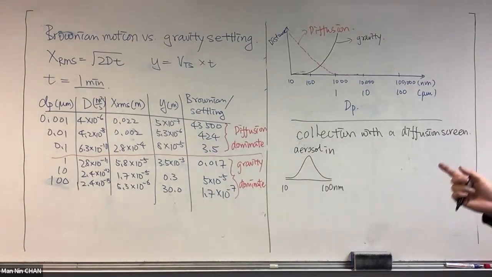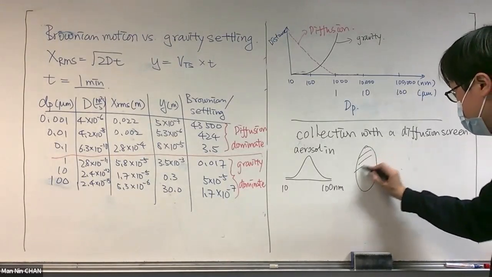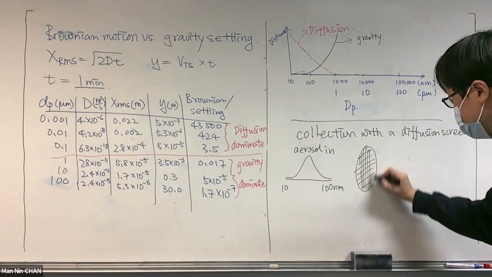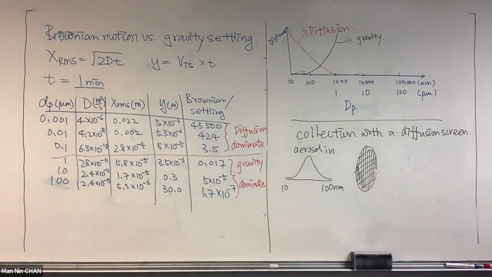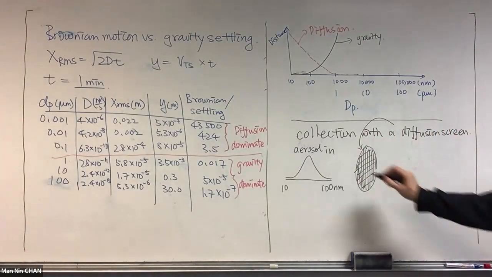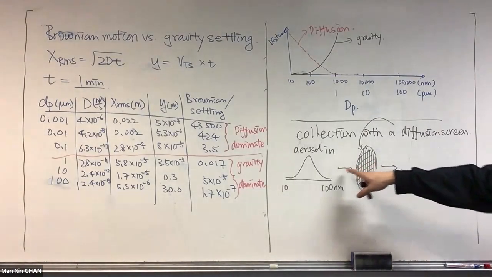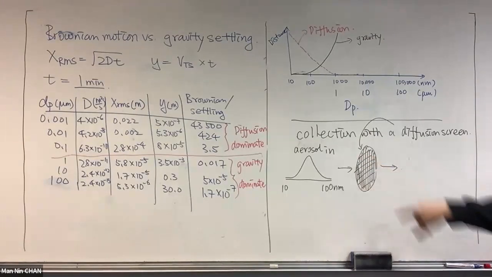You can pass it through something like a screen or a net. You have this net, or we call this a screen. This diffusion screen can help you remove the small particles by diffusion. Basically, your small particles pass through this diffusion screen, and because the space is narrow, they can be quickly removed by diffusion to the screen.